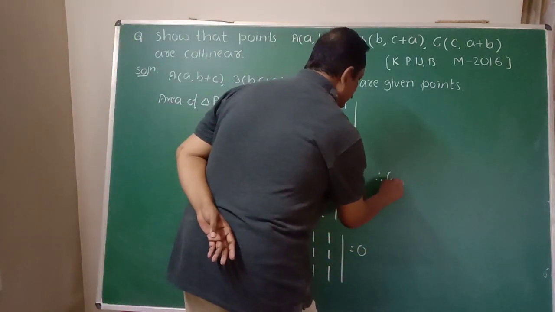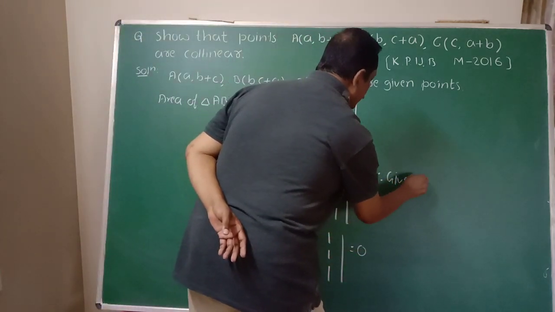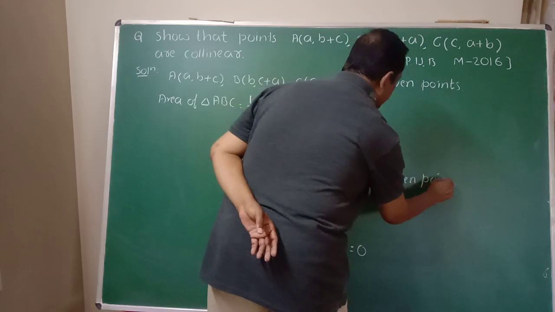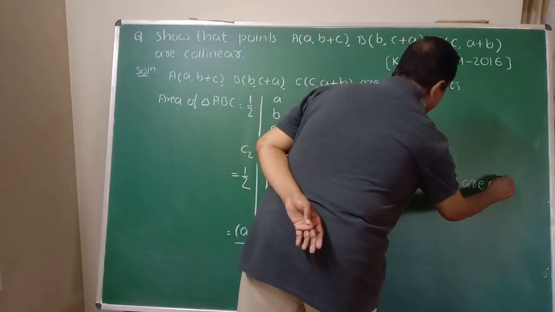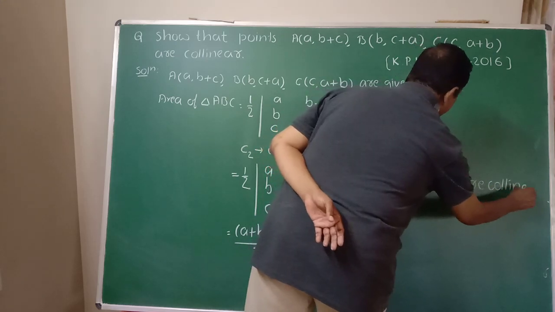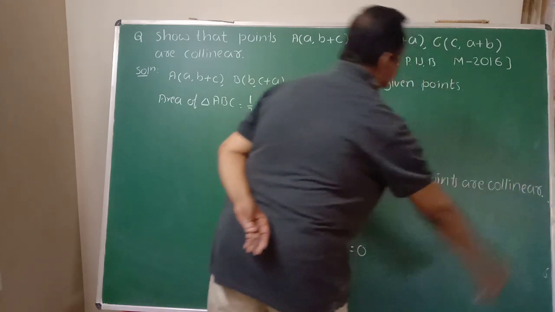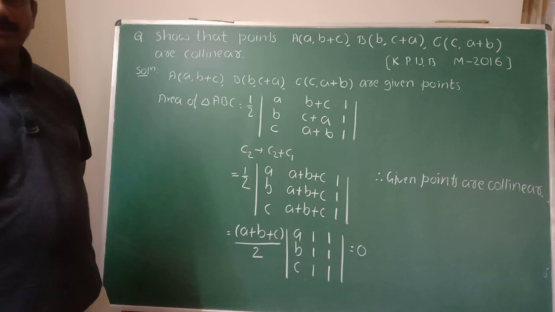Therefore, the given points are collinear. Answer: the given points are collinear.